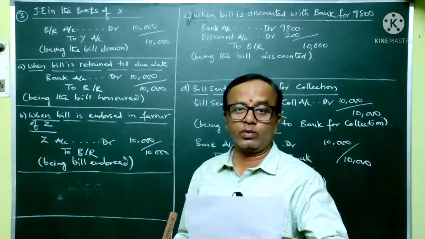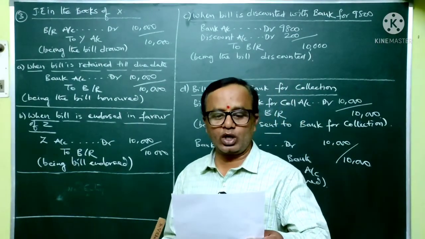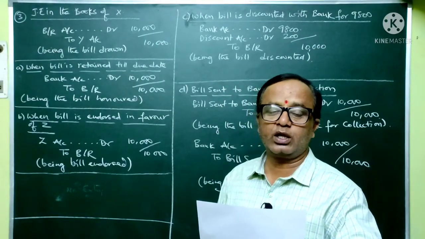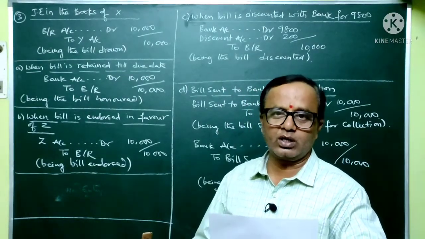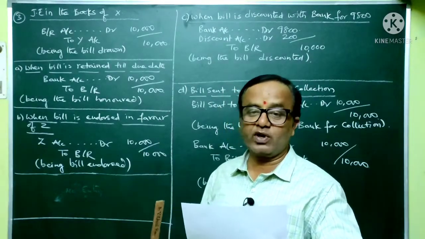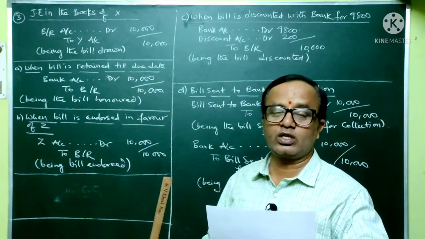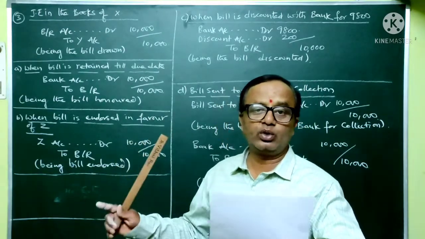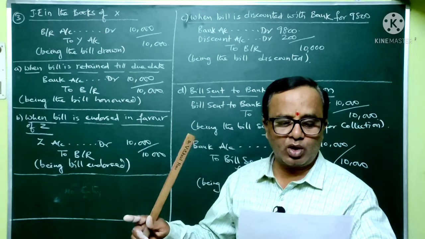X is the drawer of the bill, whereas Y is the drawee of the bill. So what are the cases? First he says when the bill is retained till the due date and if it is honored, what is the entry in the books of X? Second, the bill is endorsed in favor of Z. That means X has endorsed the bill in the name of Z there, and on the due date, that particular endorsed bill is honored.